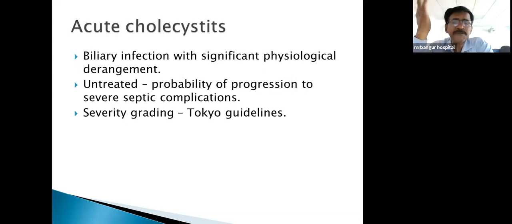What is the antibiotic policy for treatment of acute cholecystitis? In acute cholecystitis, there is biliary infection with significant physiological derangement, and untreated acute cholecystitis may progress and lead to severe septic complications. Severity grading of acute cholecystitis is based on the Tokyo guidelines.